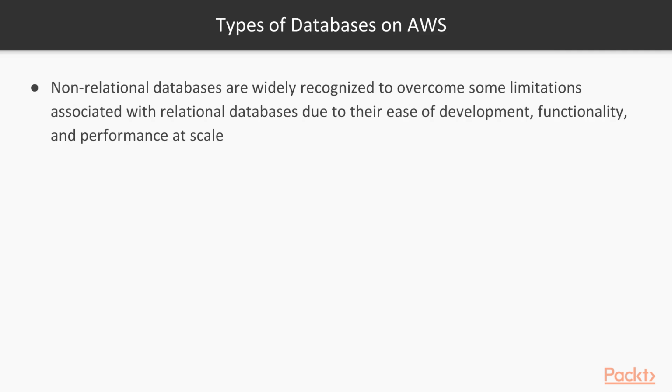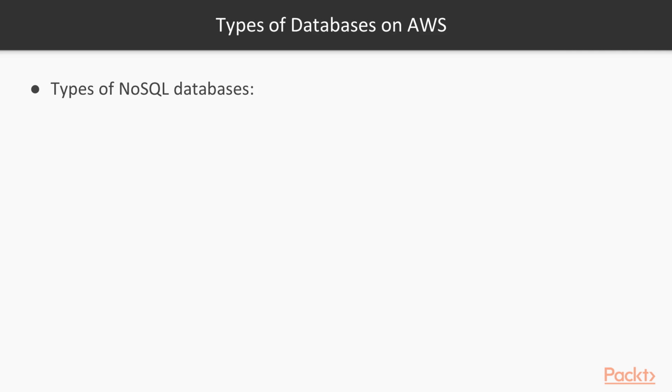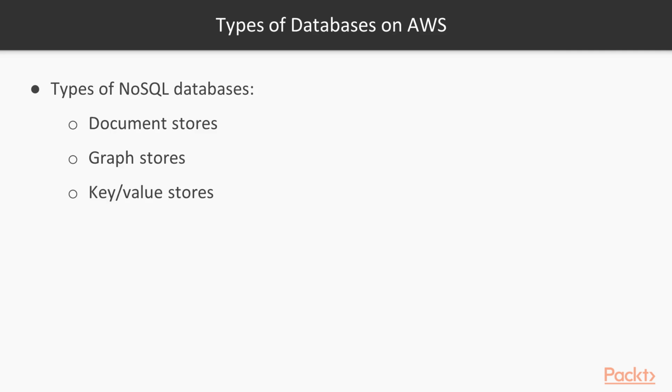Next, let's take a look at non-relational databases. Now, these offer flexible schemas for building modern applications. They're widely recognized to overcome some of the limitations associated with traditional relational databases due to their ease of deployment, functionality, and performance at scale. NoSQL databases offer the ability to scale horizontally and can be modified dynamically far more easily than traditional RDBMS systems. There are various types of NoSQL databases, including document stores, graph stores, key value stores, in-memory engines, and search databases.